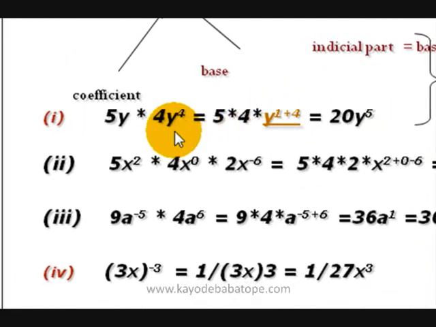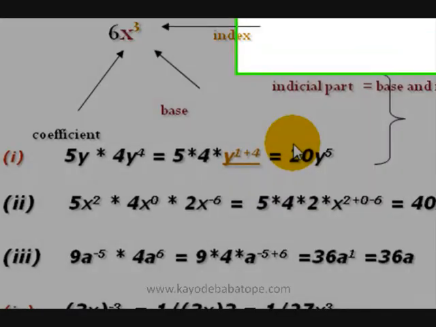You see, we treated the coefficient parts with the normal laws of arithmetic computations, and then we treated the indicial parts with the law of indices. y times y raised to power 4 will give y raised to power 1 plus 4, which is y raised to power 5. So you get this answer.